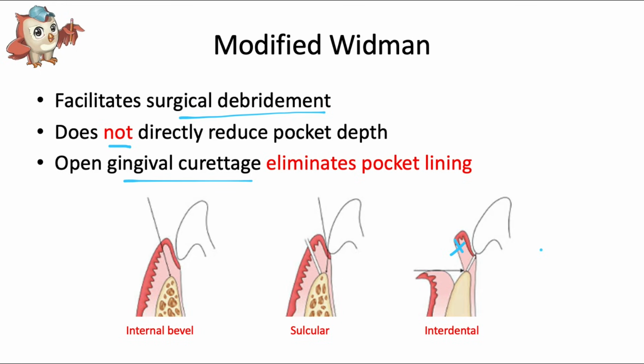So again, the flap design doesn't reduce the pocket depth at all, but removing the irritants with scaling and root planing and the irritated tissue with curettage can over time lead to shrinkage of the pocket as everything heals. So indirectly, it can lead to pocket reduction. So I wanted to make that important distinction for you.